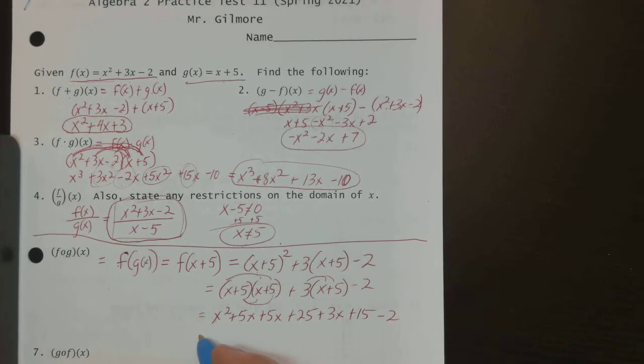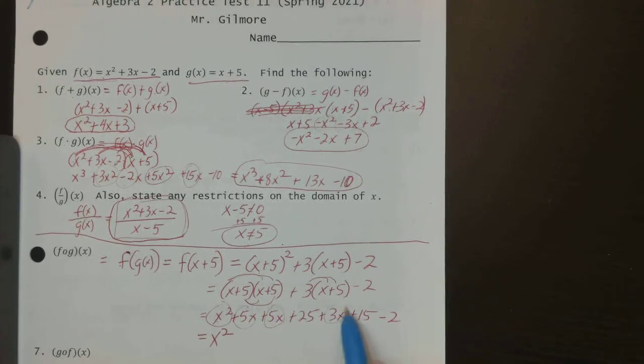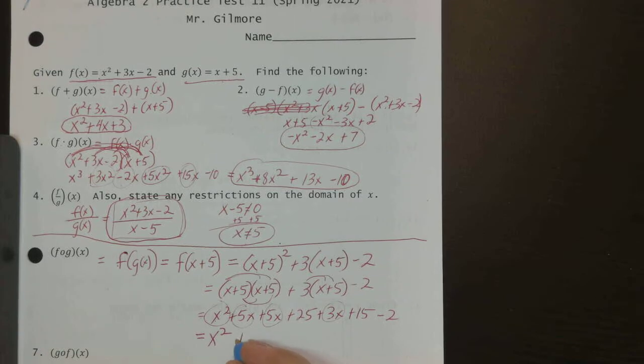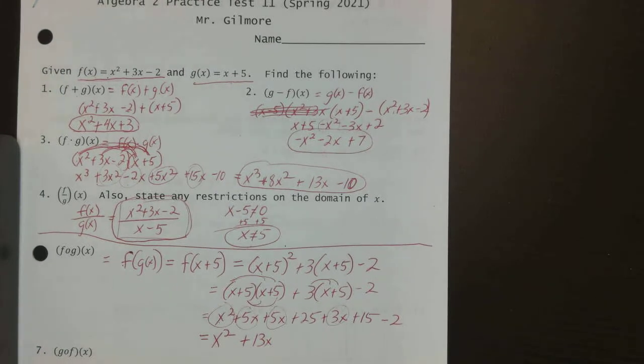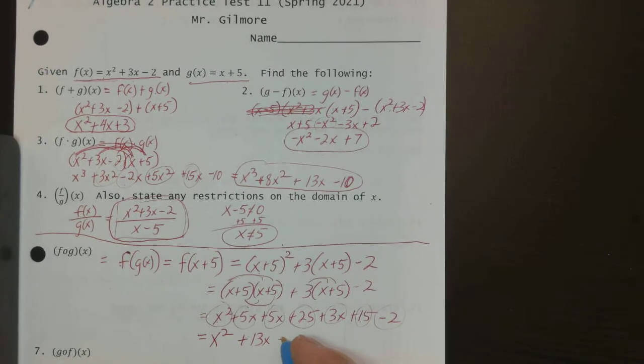I have an x squared. I got 5x plus 5x is 10x, plus 3x is 13x. I got 25 plus 15, that makes 40, and 40 minus 2 is 38.